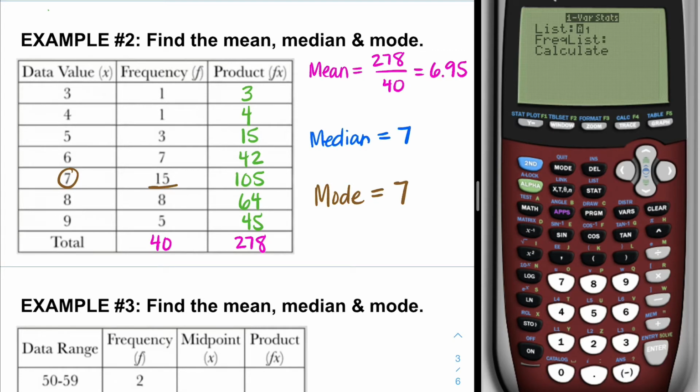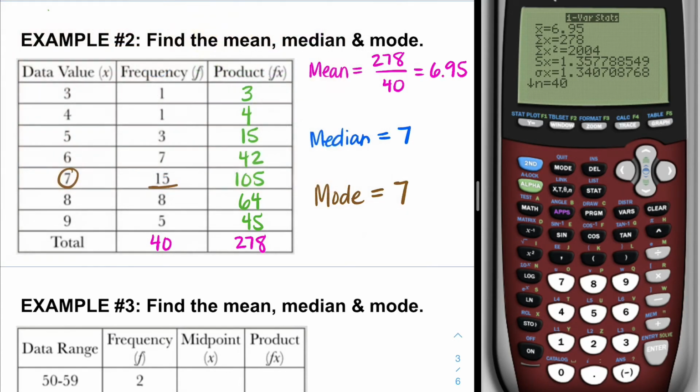The regular list is for your data values. So that's coming from L1, that's the numbers 3 through 9. And for the frequency list, what I'm telling the calculator is, okay, I have the numbers 3 through 9. However, the amount of times that each of them show are going to be in the L2 column. So I have to press second and then 2 for L2. Because remember, the frequencies were in L2.